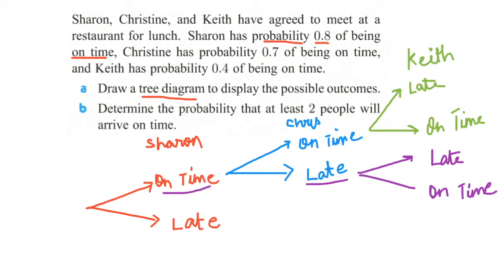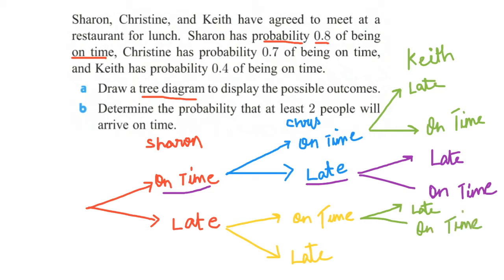Now let me write the possibilities when Sharon is late. If Sharon is late, Chris could be on time or Chris could be late. These are the two possibilities. If Chris is on time, Keith could be late or Keith could be on time. If Sharon is late, Chris is also late, Keith could still be late or on time. I have listed down all the possibilities here.